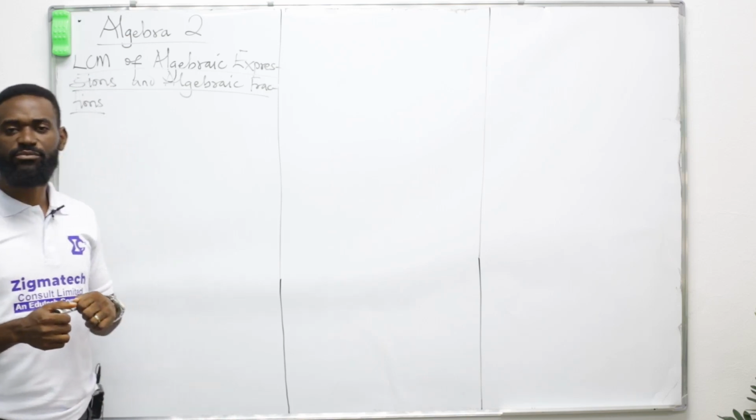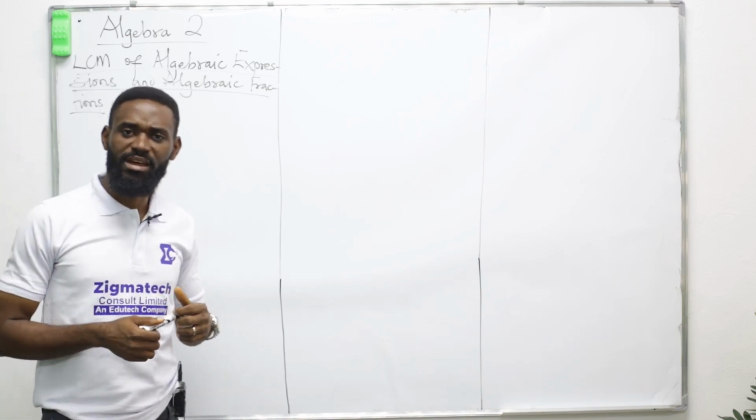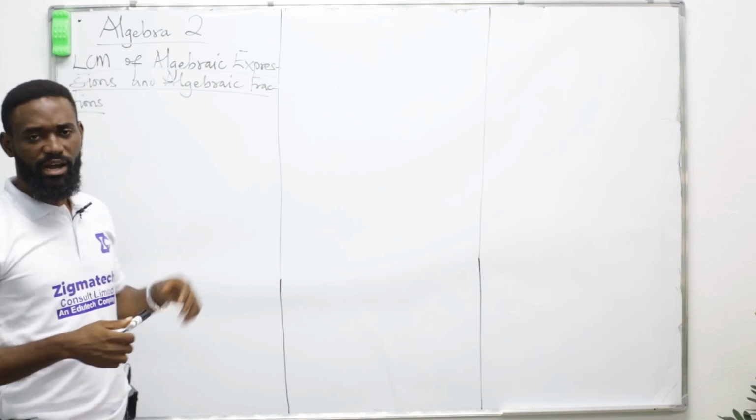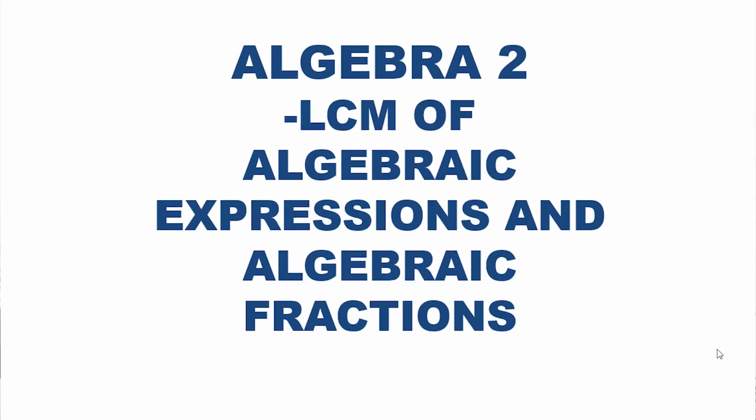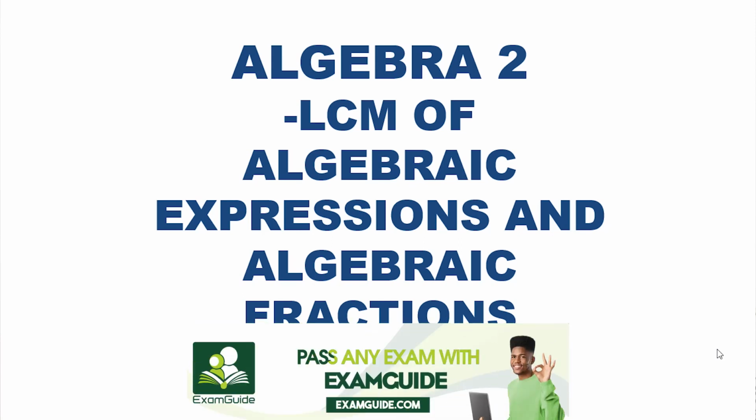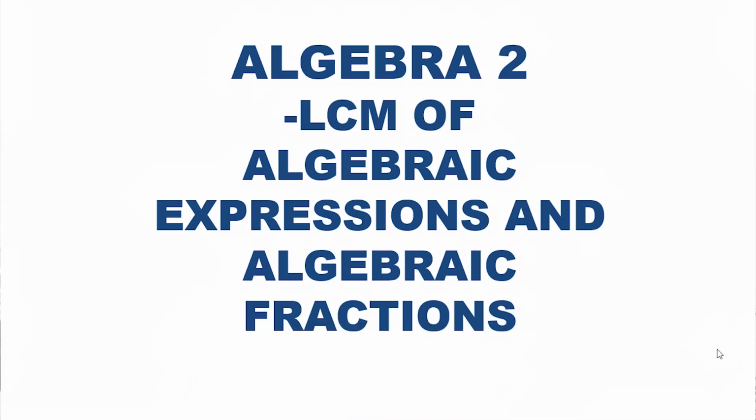Today we will take a topic in mathematics, algebra, part 2. In our last class, we did some part of algebra. Today we'll take the other part of algebraic expressions. We're going to look at the LCM, knowing how to find the LCM of algebraic expressions, and of course, knowing how to solve problems on algebraic fractions.